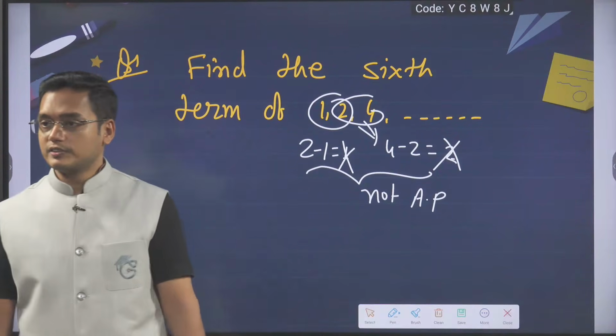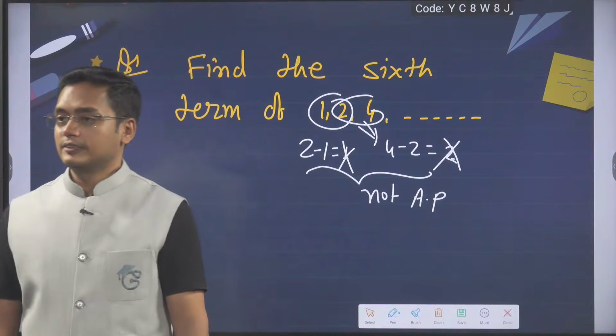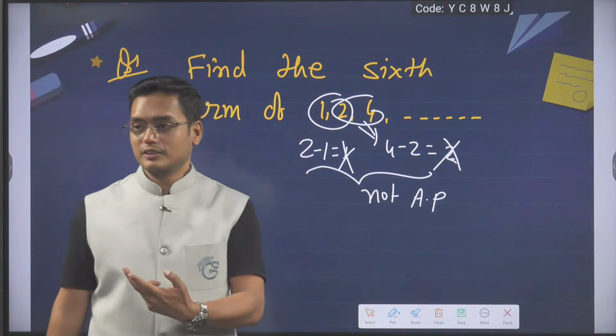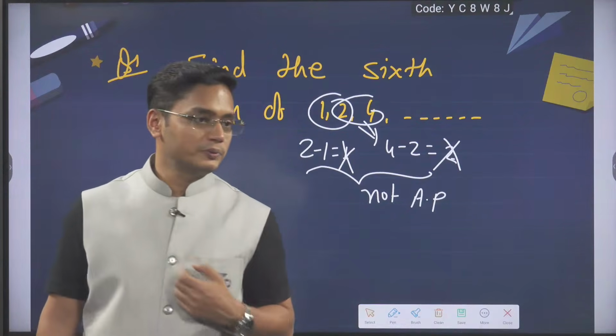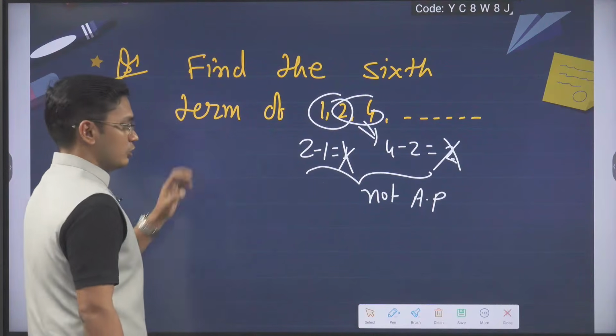I can see lots of answers. I can see two answers. Some of you are saying 16, some of you are saying 32. Okay, so let me check the calculation here. So this is not AP.